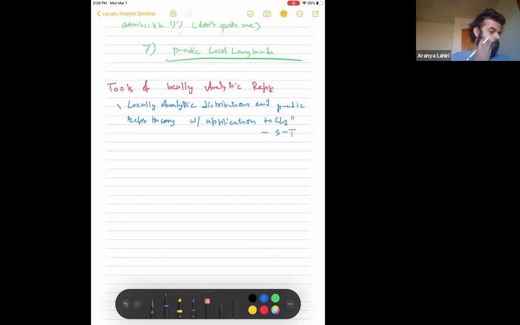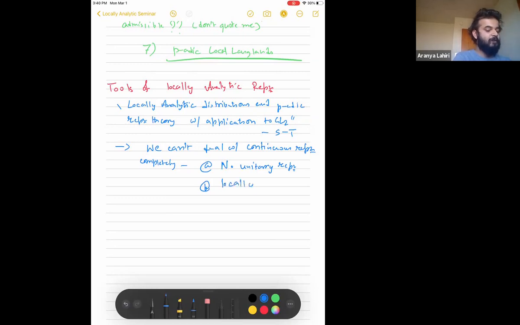So what do they do? Or what do they say in the abstract, rather? Because what they do is something we are going to understand, but they say that we cannot deal with continuous representations completely, because A, no unitary representation, B, even locally analytic functions are not integrable with respect to Haar measure, which, if you remember, well, I don't know. I don't remember because I don't know.